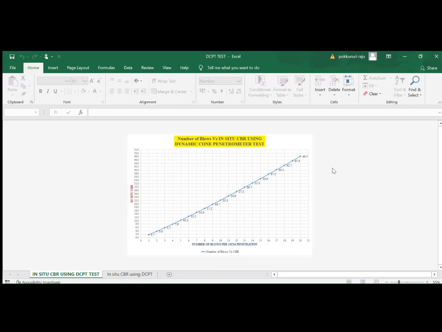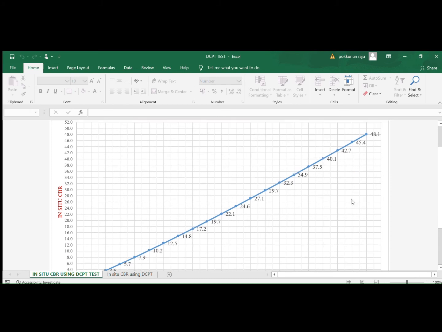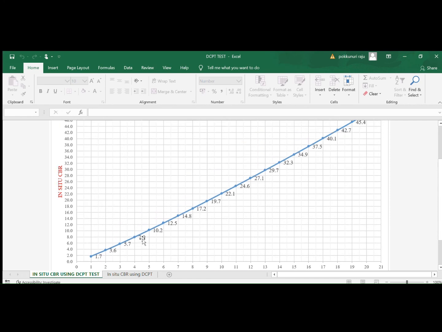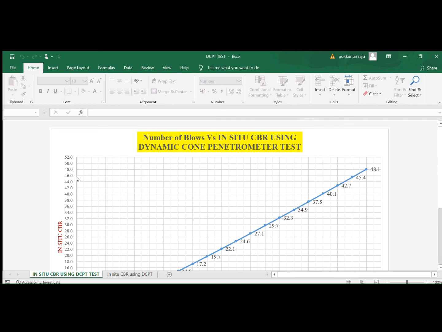In this particular sheet, we have plotted a graph between the number of blows versus the calculated CBR in the dynamic cone penetrometer test using the equation given in IRC 37 2012. On the x-axis we have taken the number of blows per 10 centimeter penetration, because this is the data which is easily available in the field, and on the y-axis we have taken the CBR values calculated as per IRC 37 2012.